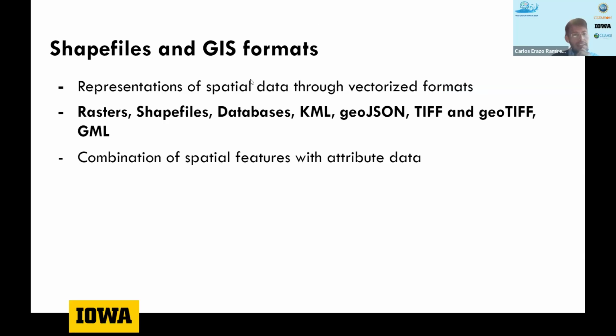Shapefile and GIS formats. So these are representations of spatial information through different kinds of ways, particularly vectorized formats. Some of the formats that I'm mentioning here are raster, shapefiles, databases, KML, GeoJSON, TIFF, GeoTIFF, GML, and there is a broad combination of these. Depending on what you're working on, you're going to be focusing on probably multiple of them because many times it's easier to manage them in different ways. They represent a combination of spatial features with attribute data. For a particular location, you're going to get information for that particular location, depending on the features, right?